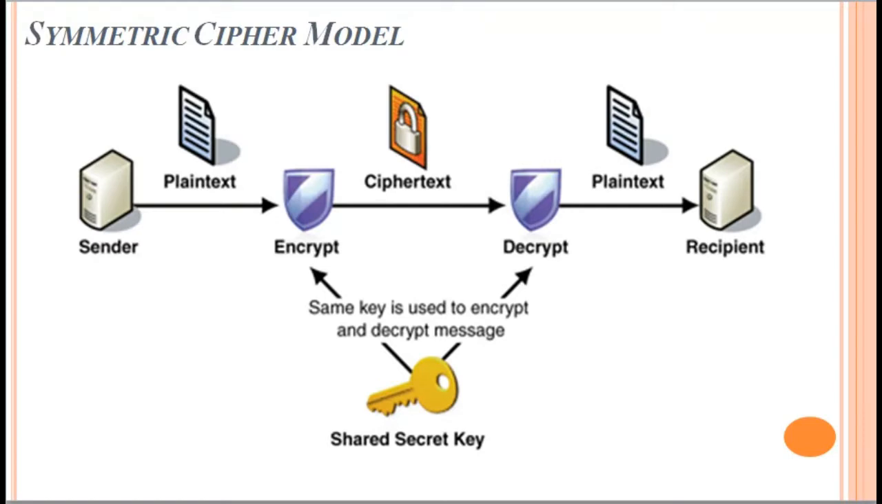Now understand how the process happens in this model. The sender is Alice and the receiver is Bob. Suppose Alice wants to communicate with Bob through an insecure channel.